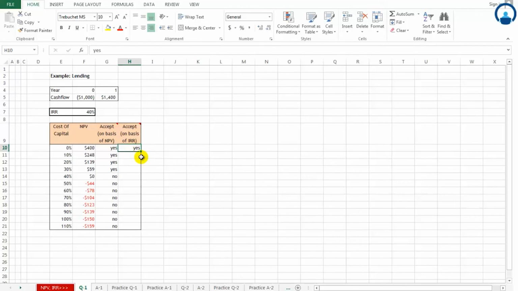Till what point can we accept the project? Up to 30%. If you see here, the IRR and the cost of capital are equal, we do not accept the project. So it's going to be no. And for all the further percent cost of capitals, again it is going to be a no only. So it's a very simple way. What we have learned now is basically the calculation of NPV and IRR using Excel, and how we accept or do not accept the project on the basis of both of them.